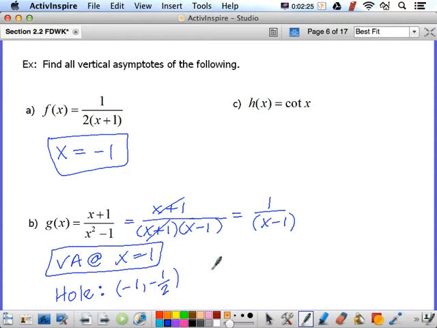Isn't that interesting? So let me ask you this. What is the limit as x approaches -1? Very good. It's the y value of the hole.